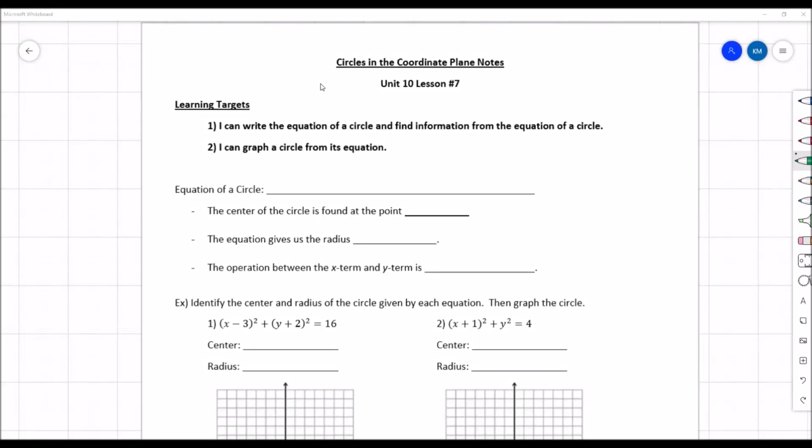Today we're looking at circles in the coordinate plane notes. At the end of this video, you should be able to write the equation of a circle and find information from the equation of a circle. And you should be able to graph a circle from its equation.